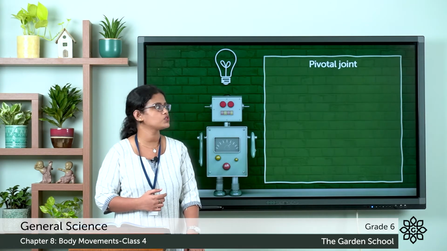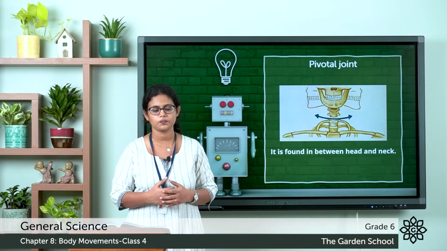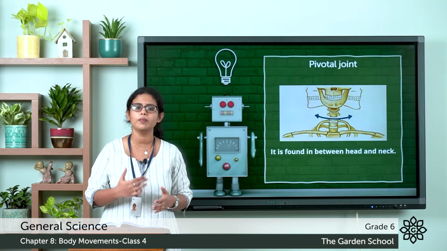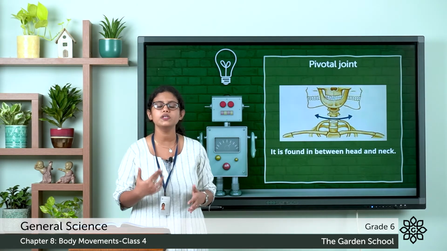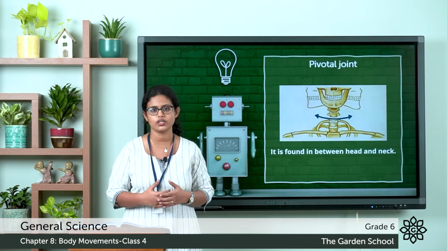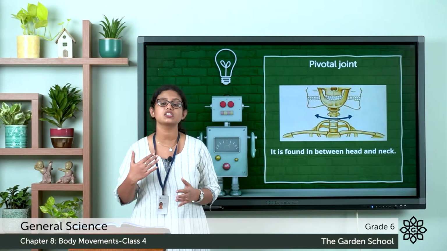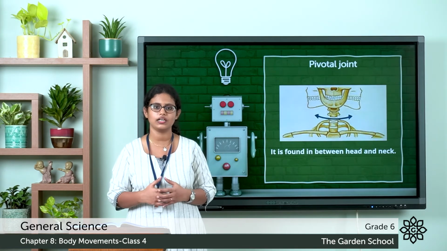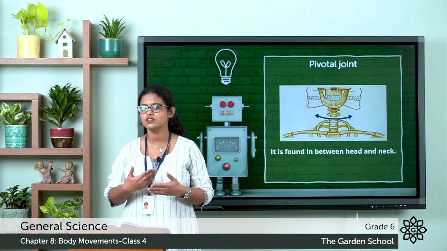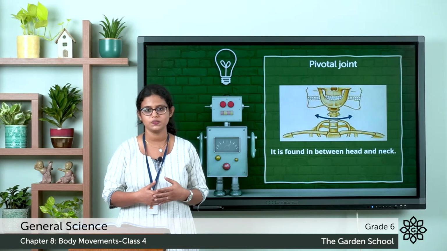The next type of joint is the pivotal joint. Pivotal joint is also a type of movable joint. The movement of our neck is due to the pivotal joint. The pivotal joint is present between the first vertebra and the skull. So we can move our neck from one side to the other. We can move our head forward and backward.